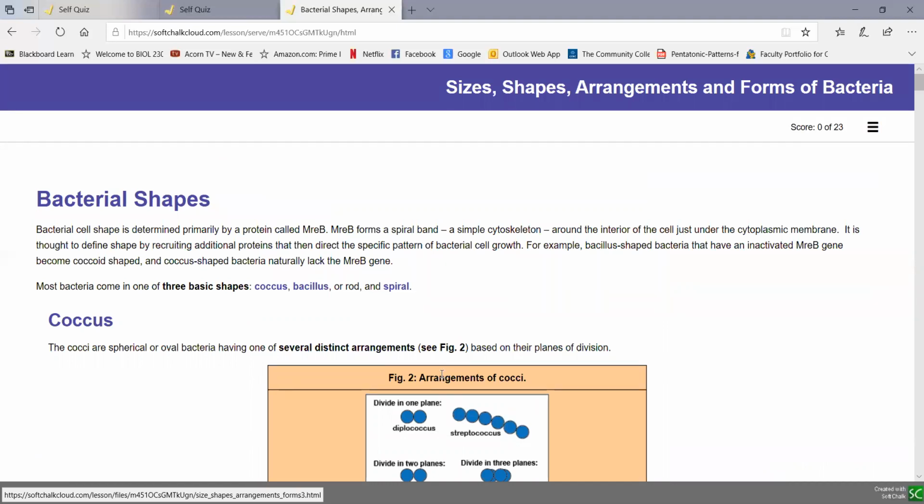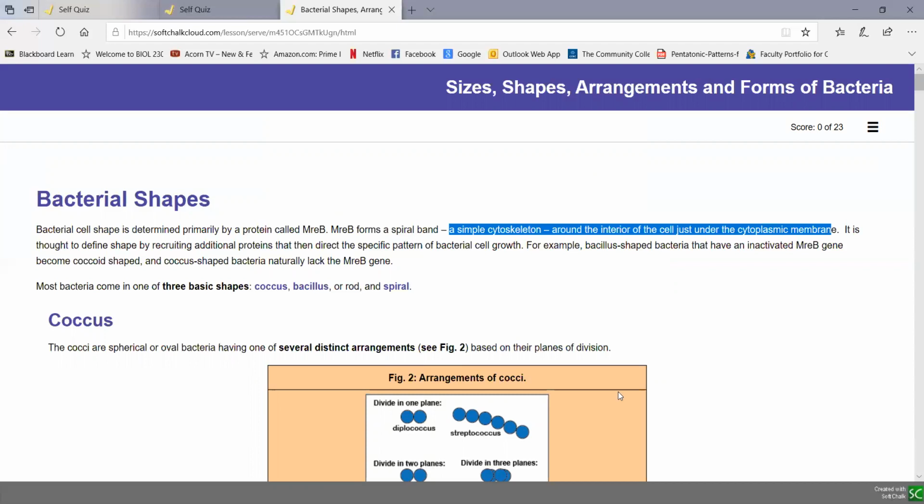So bacterial shape is determined primarily by some unique proteins that form a spiral band, kind of a simple cytoskeleton around the interior of the cell, just under the cytoplasmic membrane. And the way these proteins are recruited and the way they're laid out determines the different bacterial shapes as they grow. But we can divide the bacteria into 3 basic shapes.